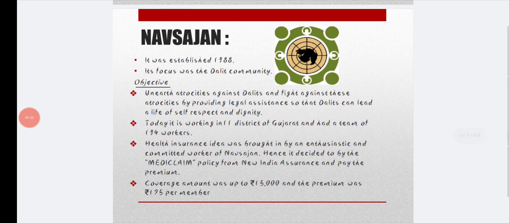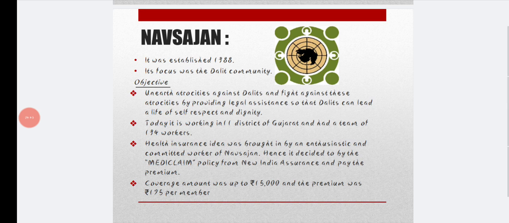Moving to Navsarjan, it was established in 1988, and its focus was the Dalit community. Only for the Dalit community this was given. It aims to unearth atrocities against Dalits and fight against these atrocities by providing legal assistance so that Dalits can lead a life of self-respect and dignity. Navsarjan is mainly concentrating on the Dalit people, what we call SC and ST, and they will help with legal assistance. Today, it is working in 11 districts of Gujarat and has a team of 194 workers.